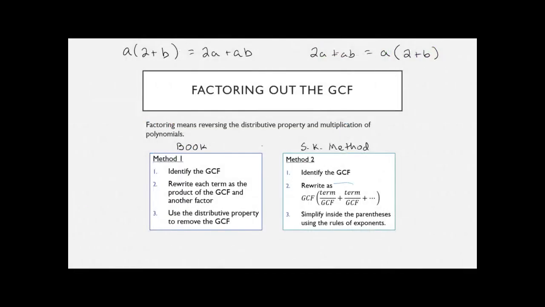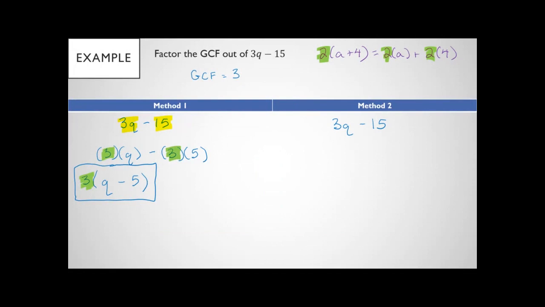My method has you rewrite it to show some division going on, and this is using your rules of exponents. I put the GCF in front, and then I also divide everything by the GCF. We're allowed to do that because you're multiplying in front by the GCF and dividing, so you're canceling things out, so you're not actually changing anything. We're just rewriting it. To do that here, I would put my 3 in front, and then I would take each term and divide it by 3. This is how I show the work. This is my method 2.